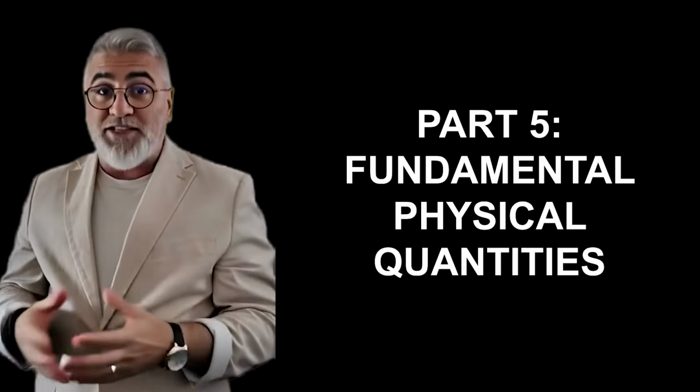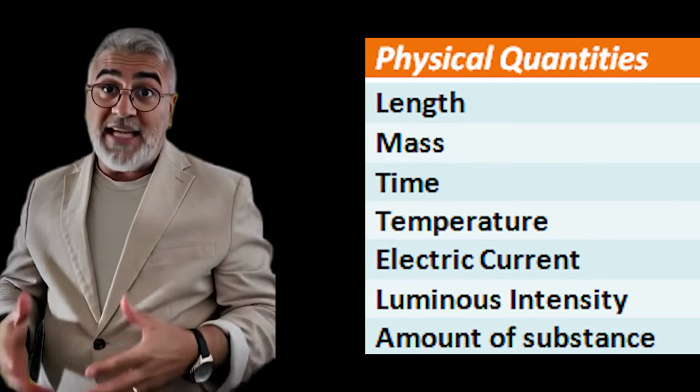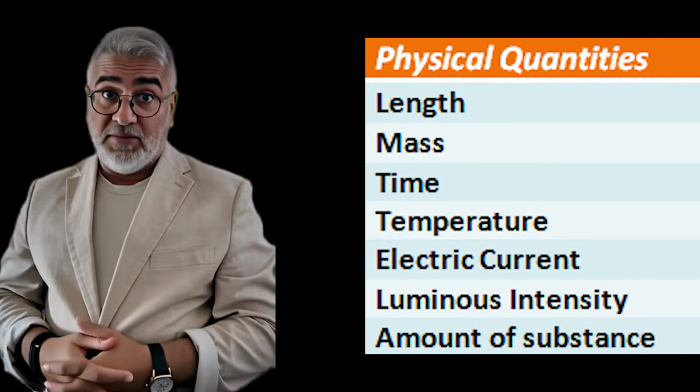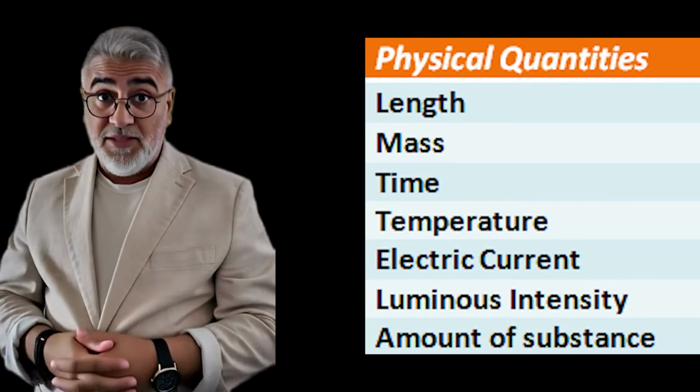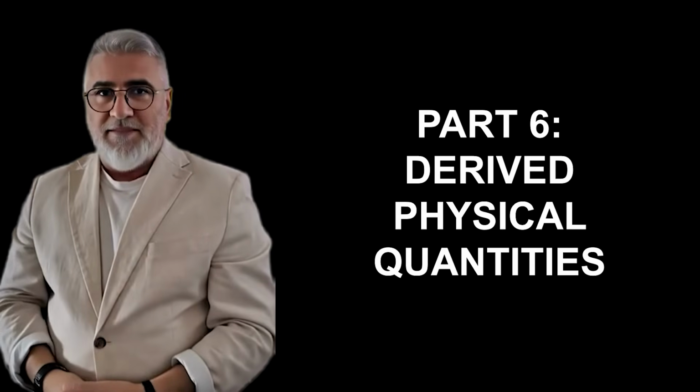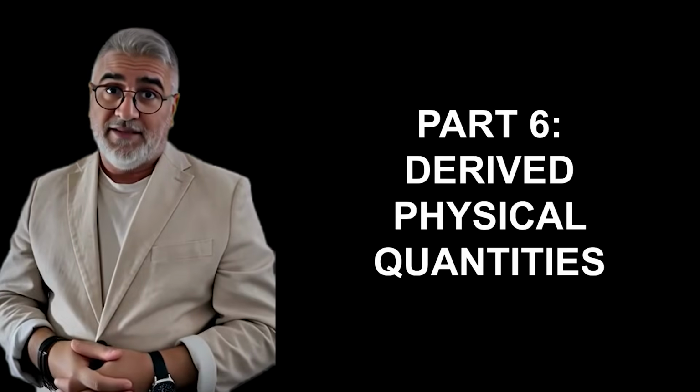7 physical quantities are fundamental. They do not depend on other quantities. Length is fundamental. Mass is fundamental. Time is fundamental. They form the base of physics. Other quantities are derived. They come from fundamental quantities.